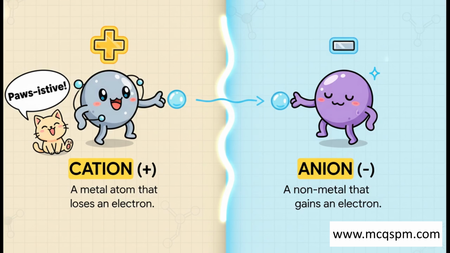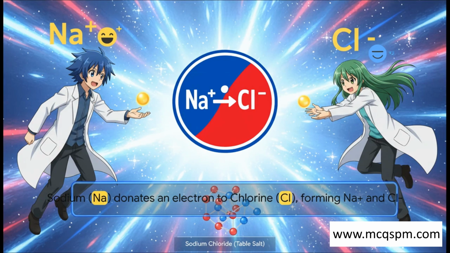The nonmetal that gains an electron becomes negative. That's an anion. And here we have it, the most famous ionic couple in all of chemistry: sodium and chlorine. Sodium gives away its electron, becoming the positive Na+ cation. Chlorine eagerly accepts it, becoming the negative Cl- anion. This attraction is what forms sodium chloride, which you probably just know as, well, table salt.